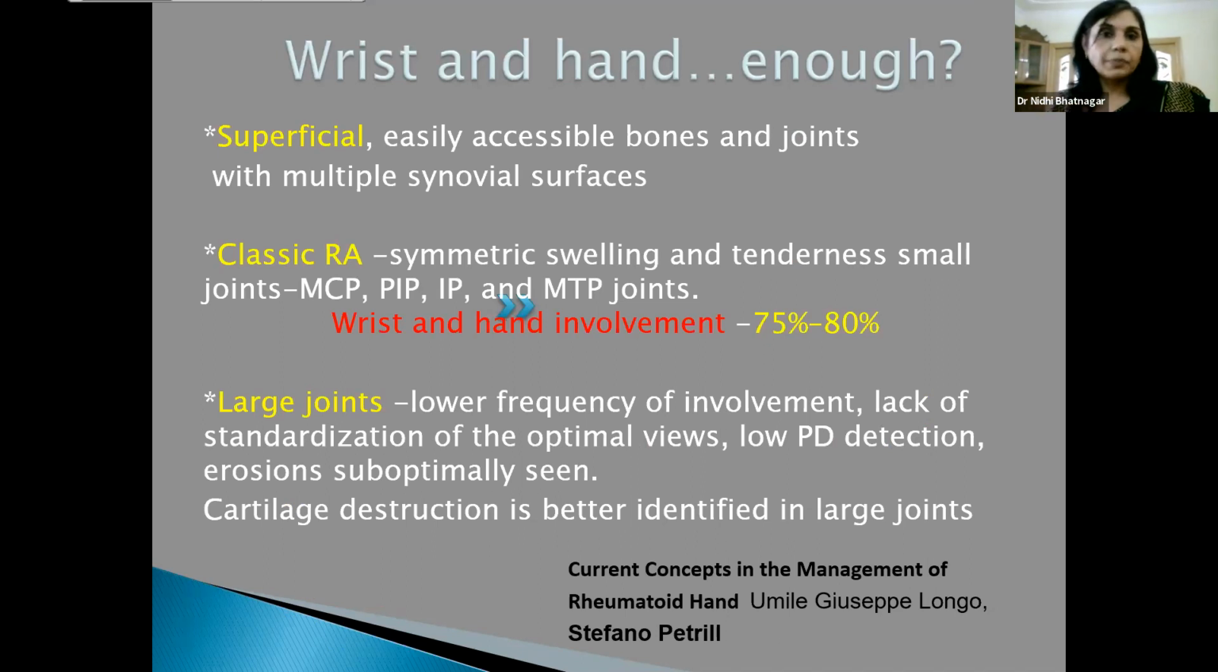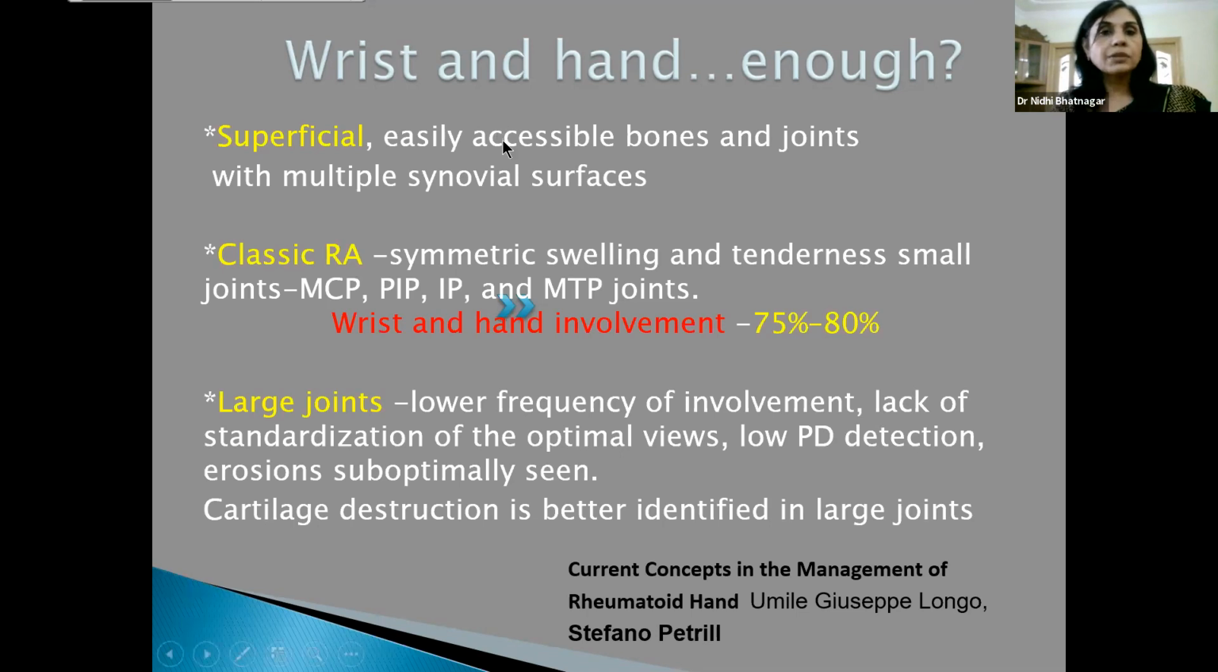They are recommended by EULAR and OMERACT. All larger joints, of course, can be assessed. So, of course, we can go ahead and do the knee if it is symptomatic, the ankle, which is involved sometimes, and the shoulder. However, the limitation is that the scan of these joints gives suboptimal results due to a low frequency of involvement. They are not as frequently involved in rheumatoid arthritis as the superficial joints, such as of the wrist, hand, and feet. And there is still a lack of standardization for the optimal views.